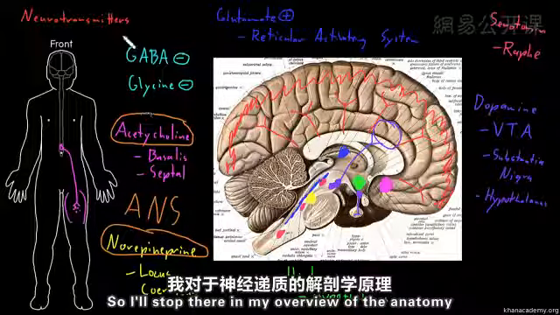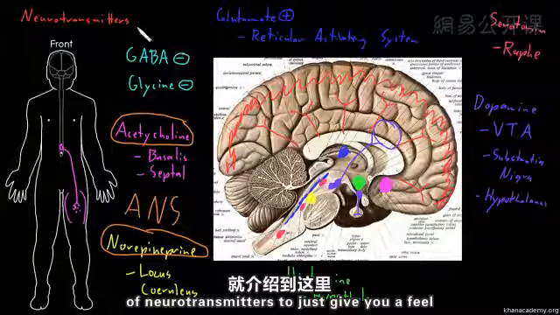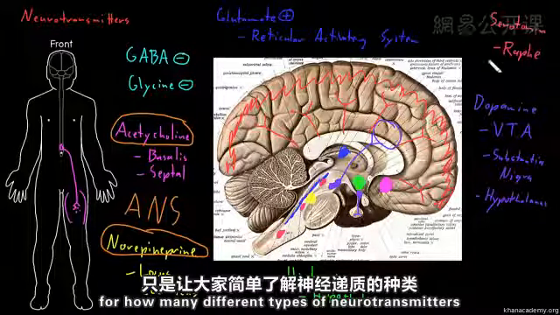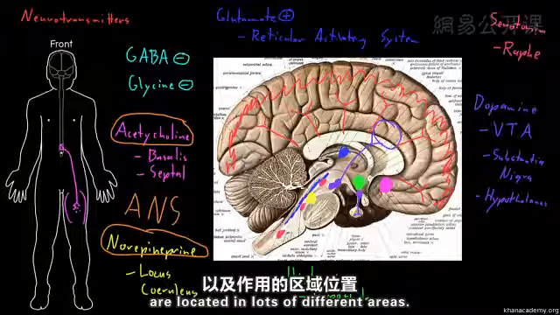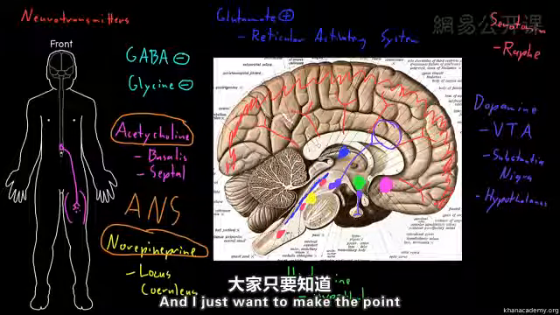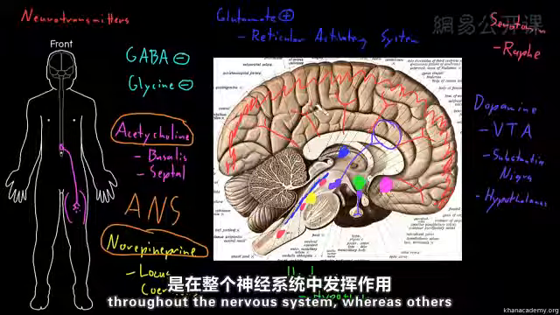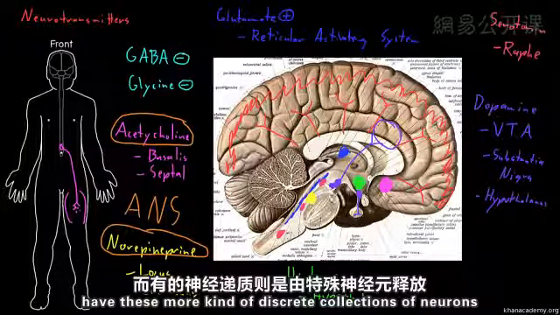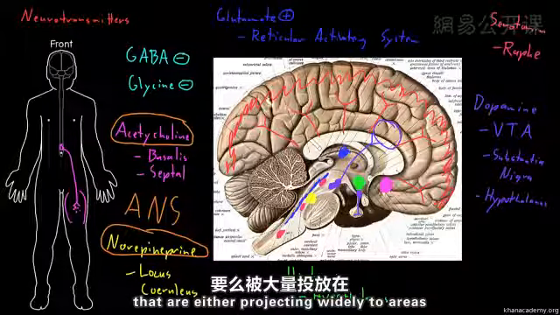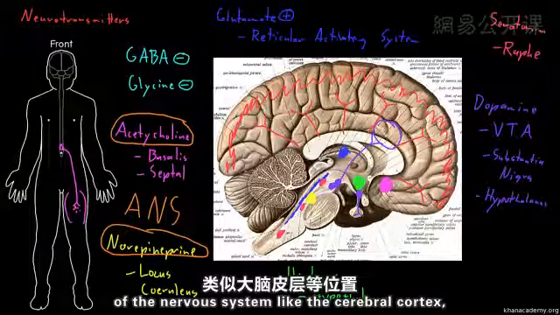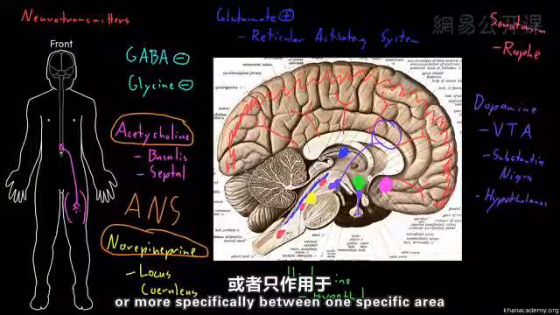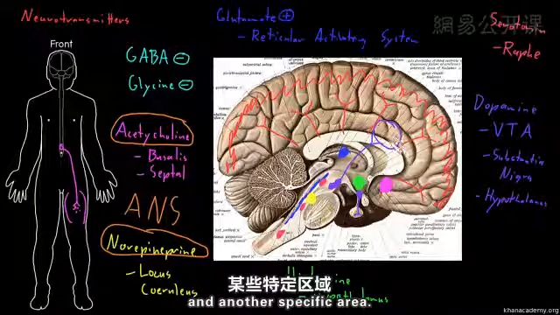So I'll stop there in my overview of the anatomy of neurotransmitters to just give you a feel for how many different types of neurotransmitters are located in lots of different areas. And I just want to make the point that some neurotransmitters are used widely throughout the nervous system, whereas others have these more kind of discrete collections of neurons that are either projecting widely to areas of the nervous system like the cerebral cortex, or more specifically between one specific area and another specific area.